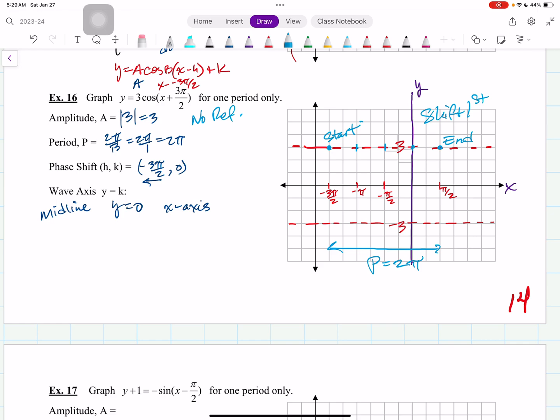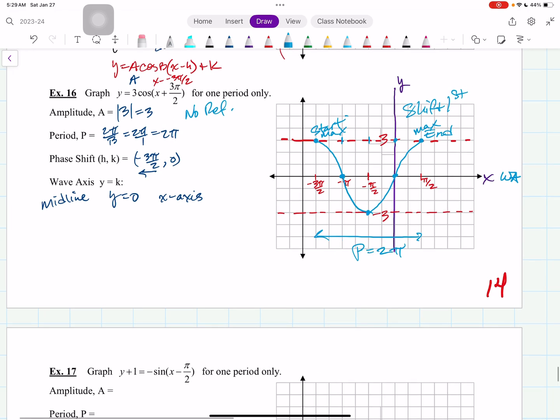We're going to plot the first point. We start there, then go to the wave axis. Again, the wave axis is the x-axis. Down to a minimum, back to the wave axis, and then end at a max. So we start at a max, we end at a max. So here we go. There we go.